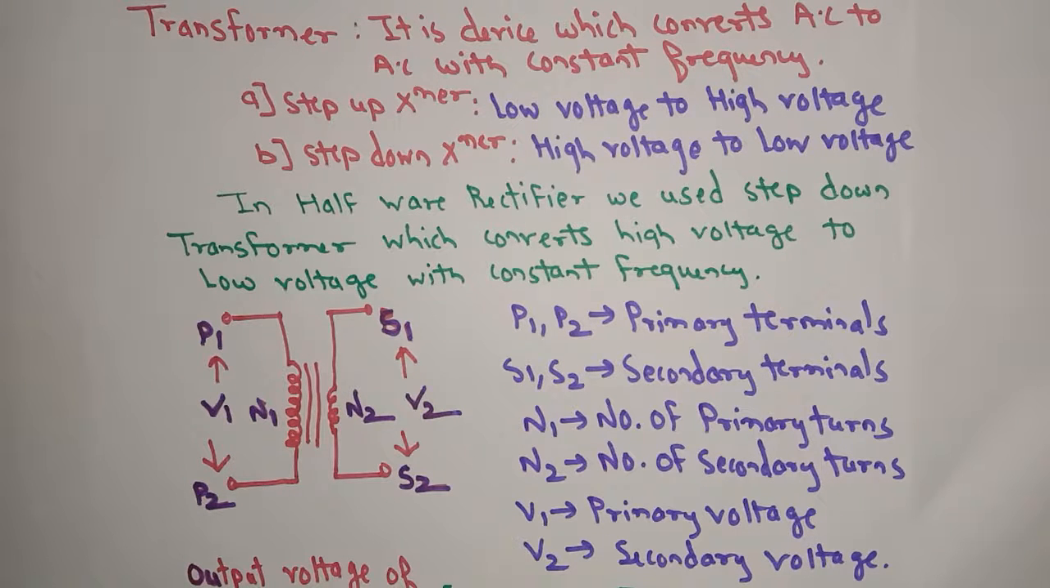Transformer: it is a device which converts AC to AC with constant frequency. Mainly, transformers are divided into two types, step up transformer and step down transformer. A step up transformer converts low voltage to high voltage with constant frequency, and a step down transformer converts high voltage to low voltage with constant frequency. In the half wave rectifier we are going to use a step down transformer, which will convert high voltage to low voltage with constant frequency.